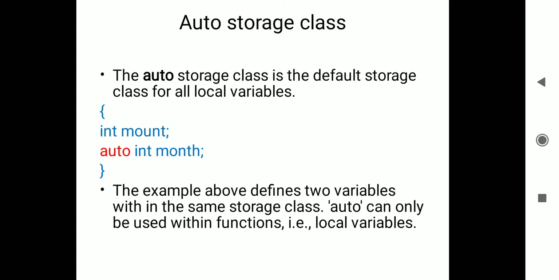First, we will see the auto storage class. The auto storage class is the default storage class for all local variables. The example above defines two variables, int and auto, and auto can only be used within the function, and that is a local variable.